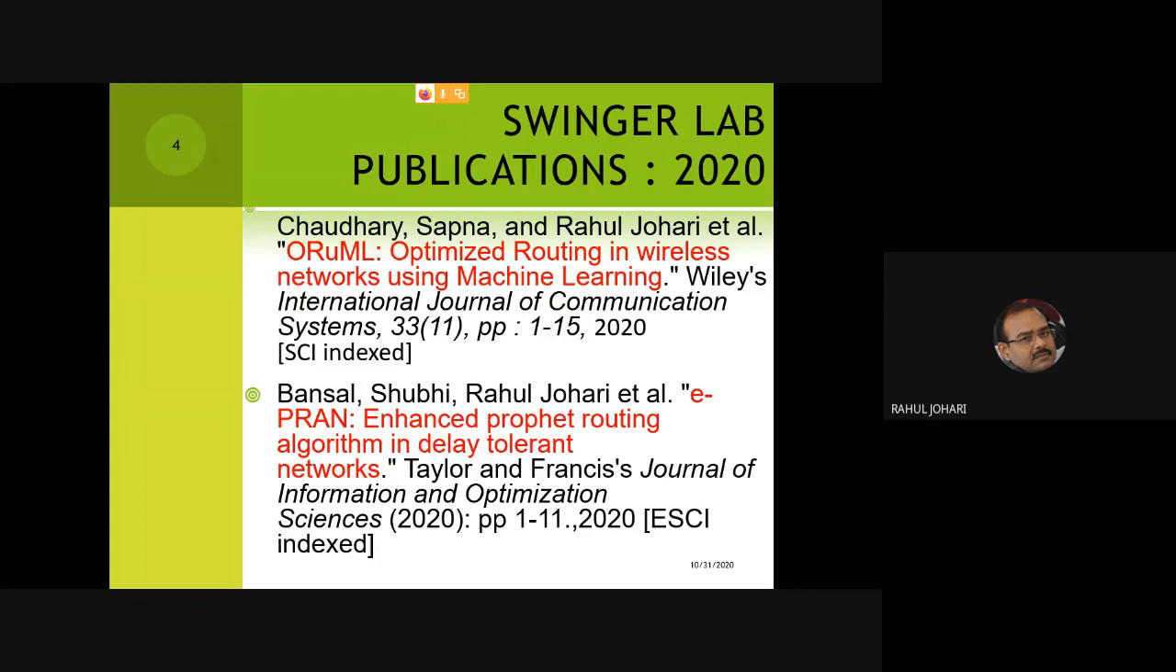Another paper which we published this year was in the Taylor and Francis Journal of Information and Optimization Sciences. It was an enhancement of the already existing PRoPHET routing algorithm. It's a very popular algorithm we use in the delay tolerant networks, or what we call DTNs. So the protocol was already in place. We improvised it, we enhanced it, and then we carried out the simulation in the same ONE simulator, whose working I'm going to demonstrate. Some of you might be familiar with that simulator. Maybe you have worked on it also.